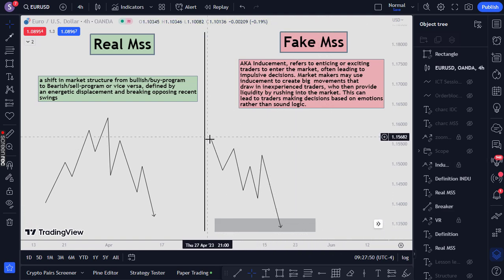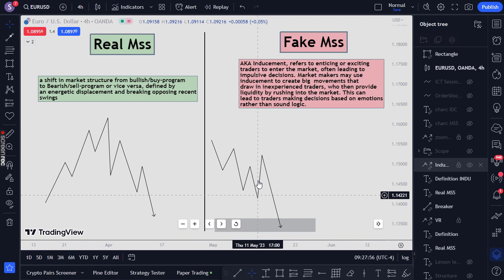Then you see this move right here, a displacement, and then retracement, and then you see this move right here, a big displacement breaking this. Now, this is an inducement. This one is an inducement. Why is it an inducement? Because it happened in the middle of nowhere, so it has no target.